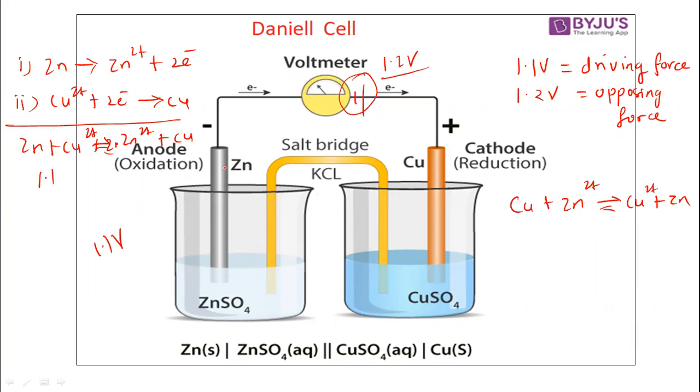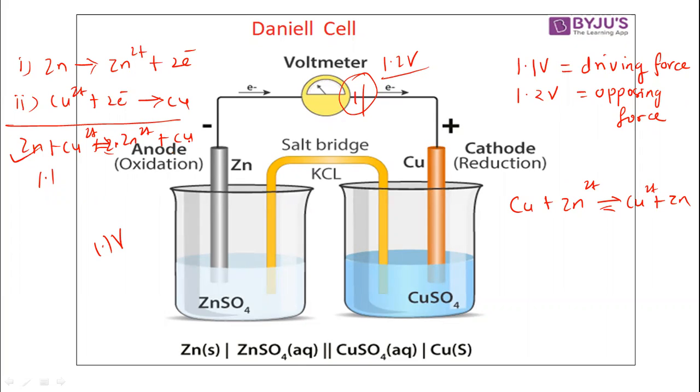It means both driving force and opposing force apply. During the driving force, the cell produces electricity and this reaction takes place, meaning current is flowing from LHS to RHS. And during the opposing force, these reactions are reversed.